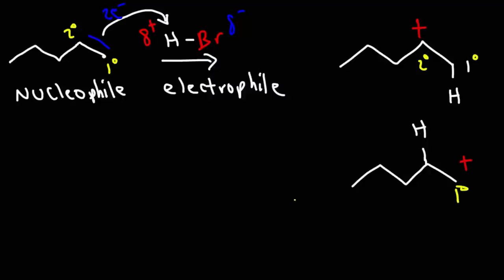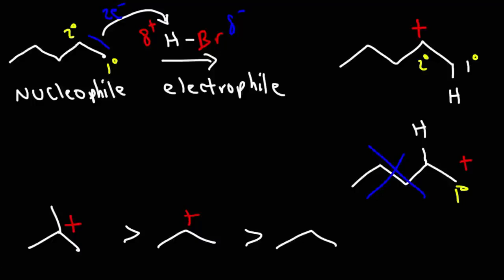Now the reason why this doesn't happen is because primary carbocations are less stable than secondary carbocations. So you need to know that tertiary carbocations are more stable than secondary carbocations, which are more stable than primary carbocations. So the reason why the hydrogen goes on the less substituted carbon is because it forms a more stable carbocation intermediate.